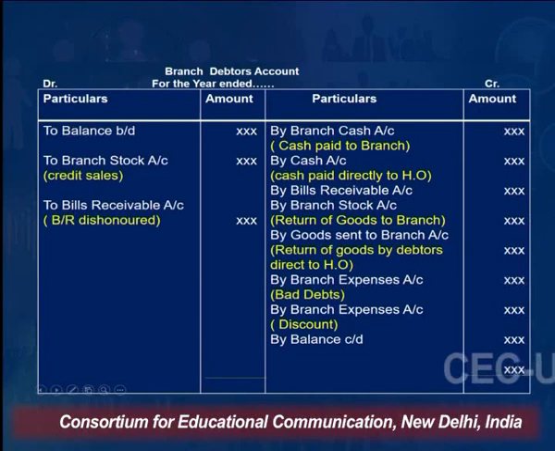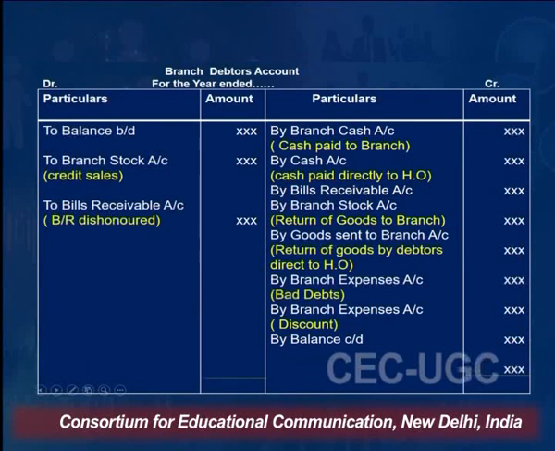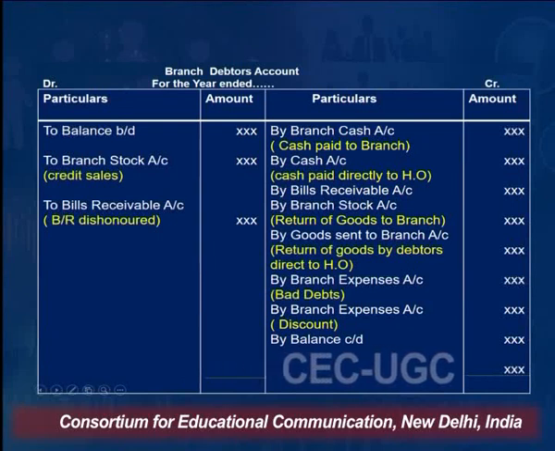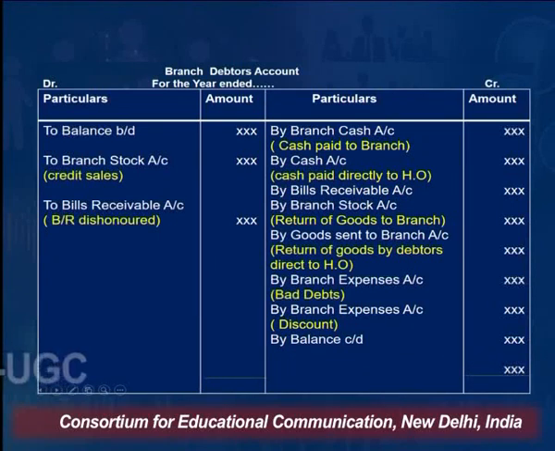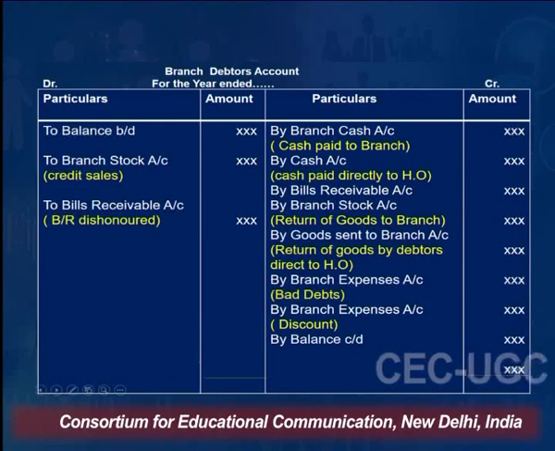In this account, it begins with the opening balance of branch debtors. The next item is branch stock. So this depicts the credit sales. These credit sales we have already shown in the branch stock account as well. There we have done the entry, that is branch debtors account debit to branch stock account, and this entry would be depicted in the branch debtors account as well.